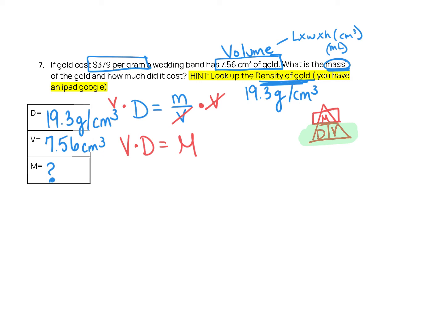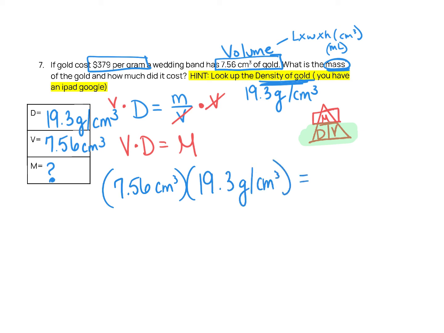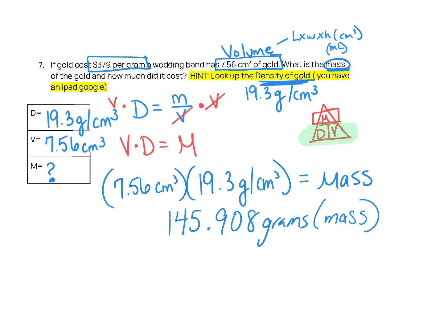So now I'm just going to plug in my numbers. I have a volume of 7.56 centimeters cubed. I have a density of 19.3 grams per centimeter cubed. And so I'm going to be able to find my mass by taking 7.56 and multiplying it by 19.3. So the mass of this particular wedding band is 145.908 grams.